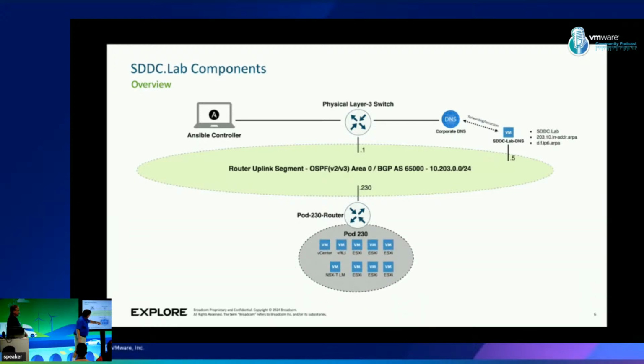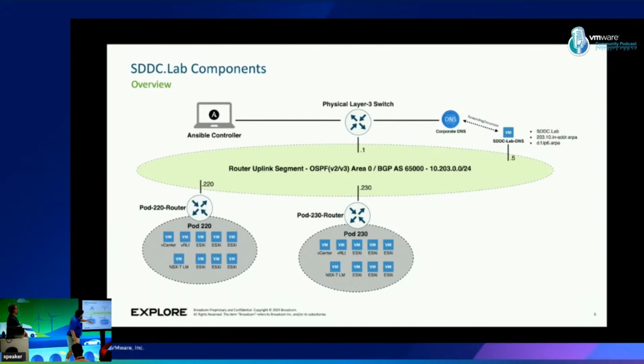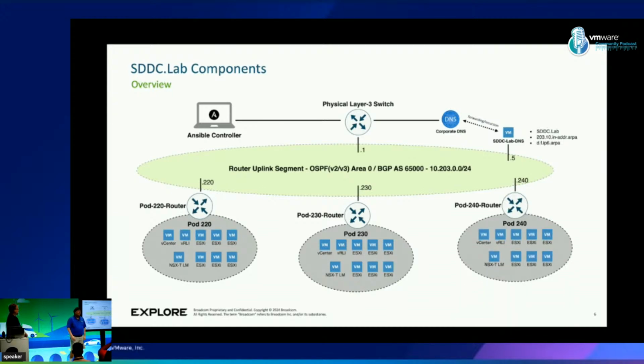And here's where we have our vCenter, our VRLI, we have our ESXi hosts. And by the way, when you configure the config file, you can indicate how many clusters you want, how many hosts in a cluster, the memory requirements, all of that is flexible within the config file that is used to deploy this. And so you can have multiple pods. So you see here 220, 230, 240. And you can deploy up to 24 pods in a single lab environment.